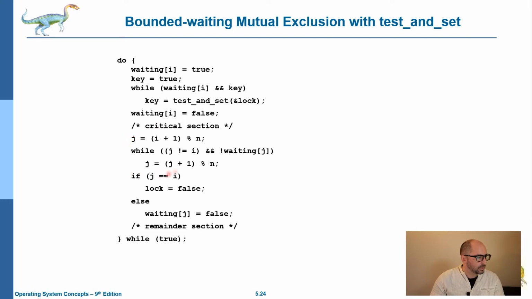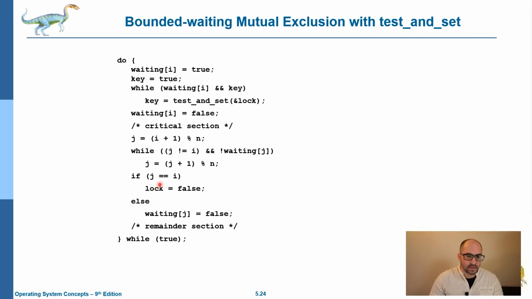I'm not going to go through this. You can take a look and you'll figure it out for yourselves. But essentially, all this does is find the next waiting process. It's trying to find any j that is also waiting to execute the critical section. If it cannot find one, meaning that it wrapped all the way around the n processes, it sets the lock to false so that the lock is not held by anyone.